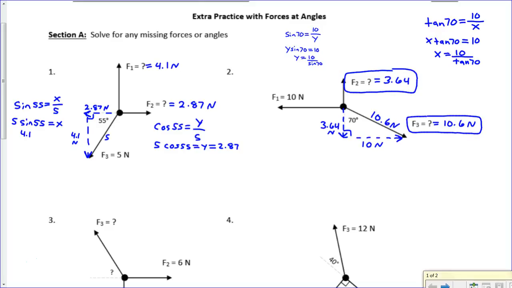All right, and actually I'll go and box my answers in the first one just because I think it's good practice to do that.